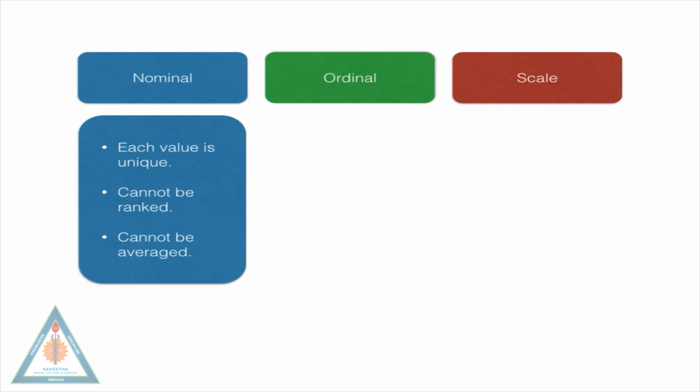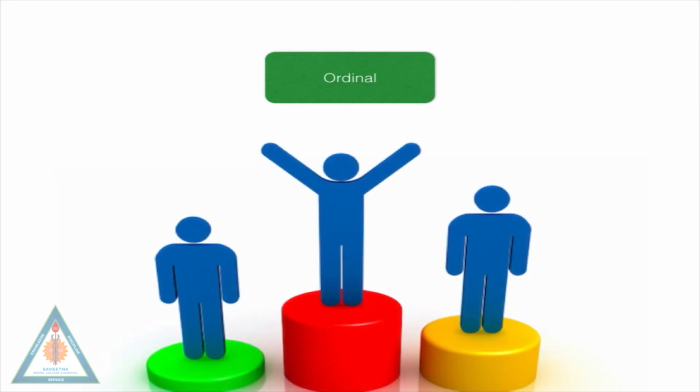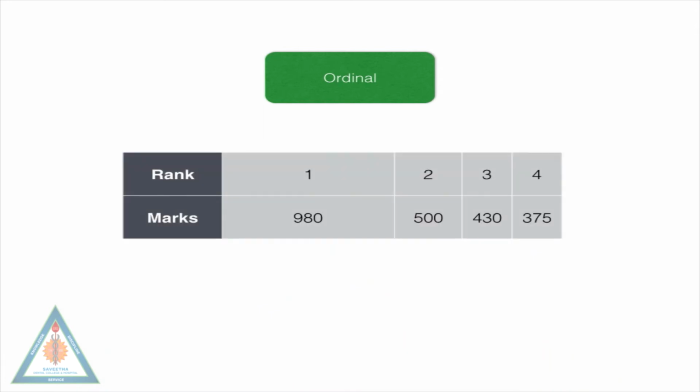Next up, let's look into ordinal variables. Ordinal variables are ordered rankings given by the observer to the subjects. For example, if you look at the following data, you see the marks secured by students. The first rank student has secured 980 marks, whereas the fourth rank student has scored 375. Although the rankings are evenly spaced as 1, 2, 3 and 4, you can very clearly see that the distribution or the space between the two ranks is not represented in the ordinal variable.